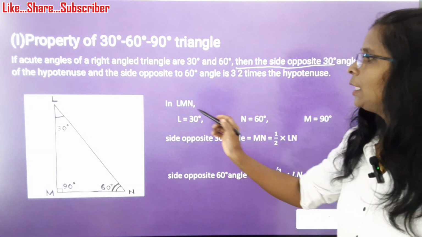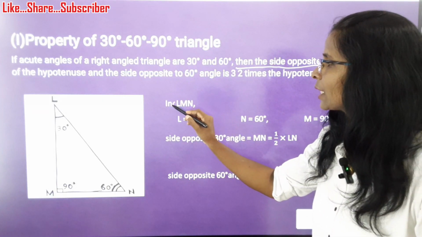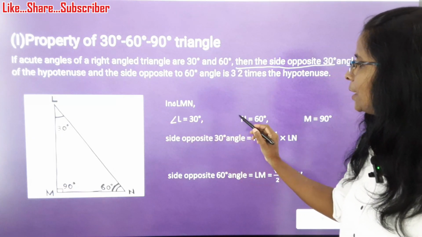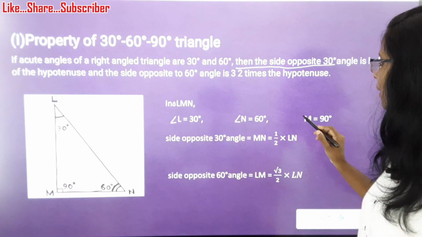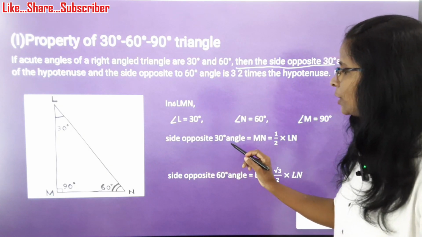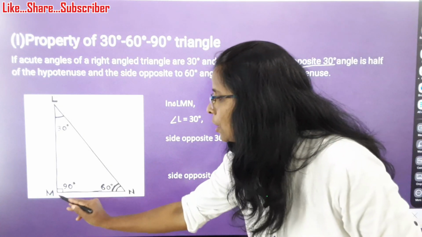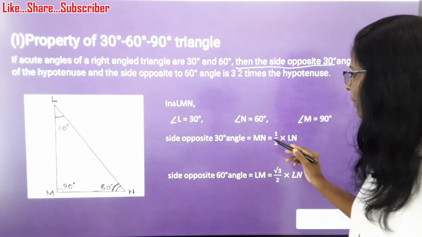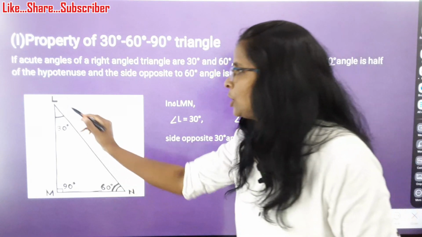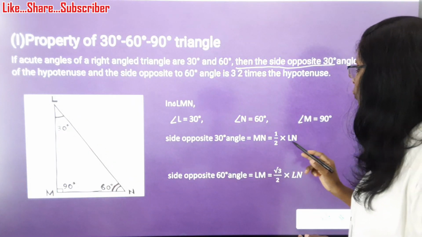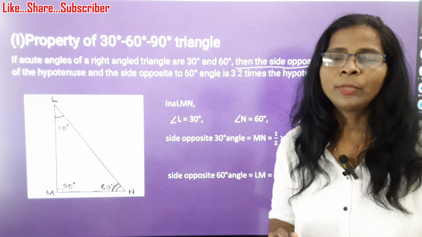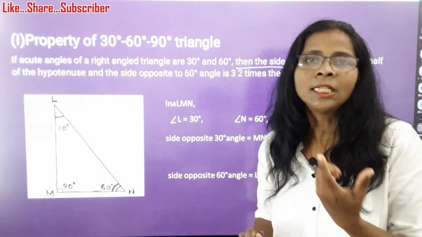That means in triangle LMN, angle L is 30 degrees, angle N is 60 degrees, angle M is 90 degrees, then the side opposite to the 30 degree angle, which is MN, is equal to half of the hypotenuse. And what is the hypotenuse? Hypotenuse is LN. So half into LN. Okay, so this one is the first property about the 30 degree angle.